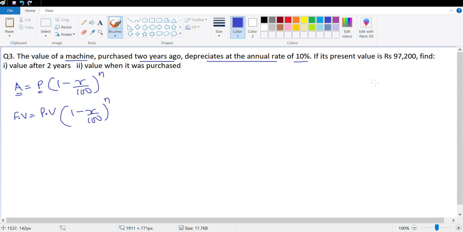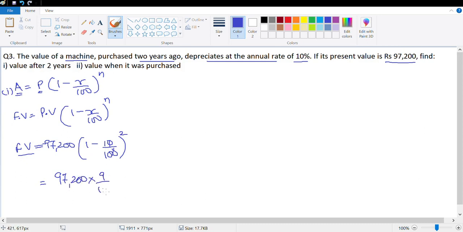In this case, let's substitute values. Present value is 97,200. So 97,200, 1 minus the rate of depreciation is 10%. And how many years after that do they want us to figure out? Value after 2 years, which means n is equal to 2. Let's simplify. That'll be 97,200 multiplied with 9 upon 10 into 9 upon 10. These two zeros get cancelled. So the future value will be 972 into 81.